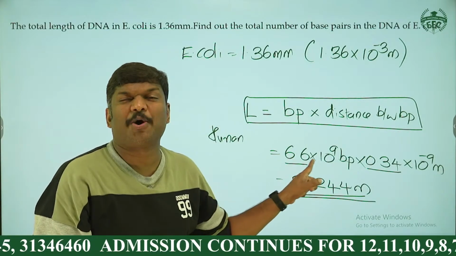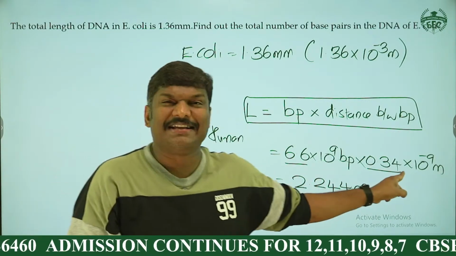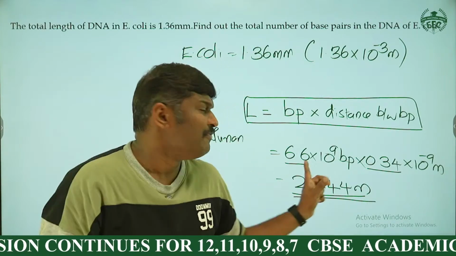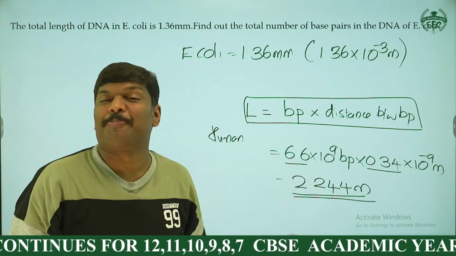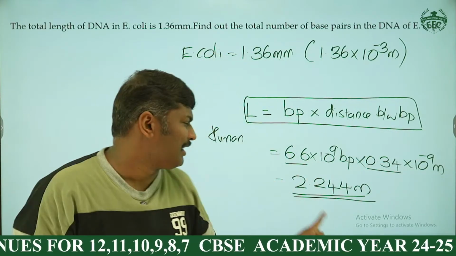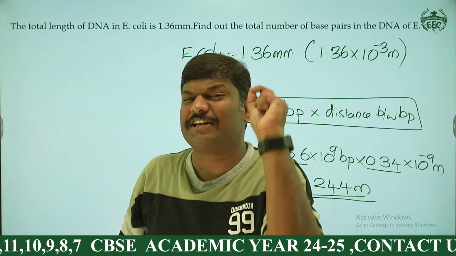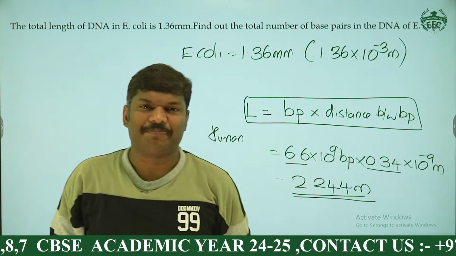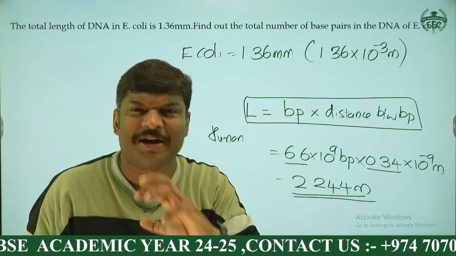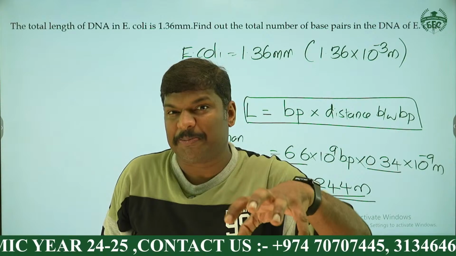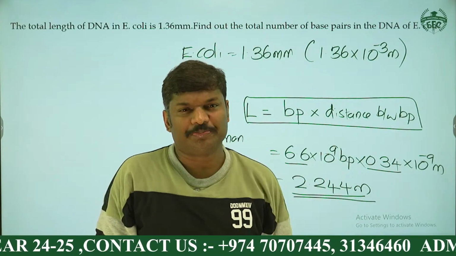The total number is 6.6 into 10 raised to 9 base pairs. The distance between each base pair is 0.34 into 10 raised to minus 9. When we multiply both, you will get 2.244 meter. In your textbook it is given as 2.2 meter, and the real answer is 2.244 meter. It is the total length of DNA in humans. Here the question is not about humans, but as a part of your revision, I have to explain the other topics too.